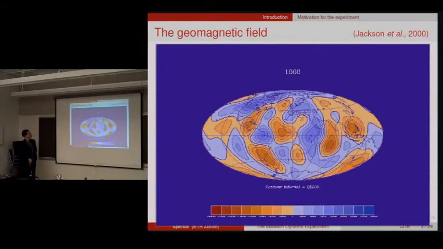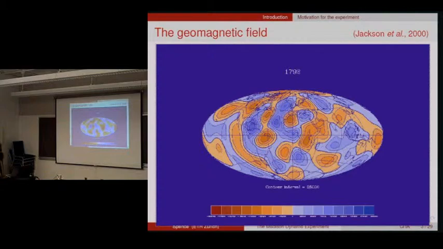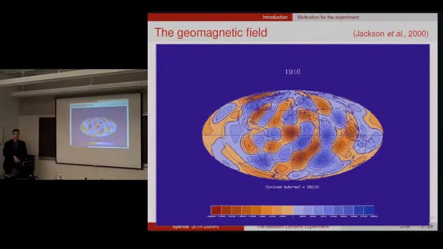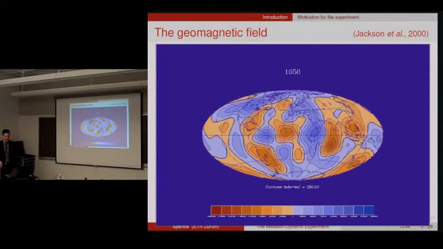So as you saw when you came in, I like this movie. It's a lot of fun. This is the reconstruction of the Earth's magnetic field at the core-mantle boundary over the last 400 years. You can see the date at the top of the screen. This data was reconstructed from magnetic field measurements made on the surface of the Earth for the most part.